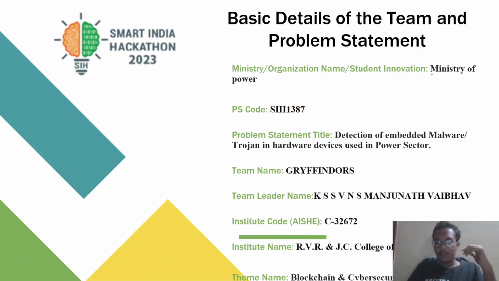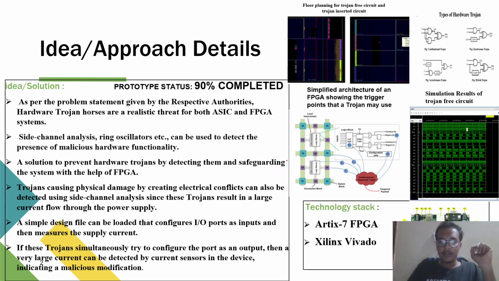The problem statement was given by the Ministry of Power, and this is the problem statement code. The problem statement is detection of embedded malware or Trojan in hardware devices used in the power sector. For this we have designed an idea, and this theme comes under blockchain and cybersecurity. So this is the idea that we have proposed.